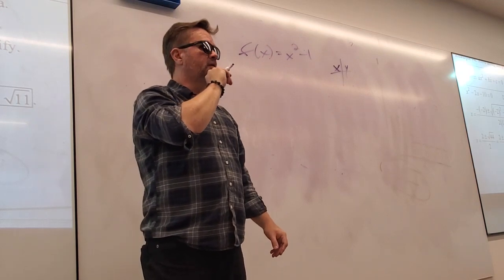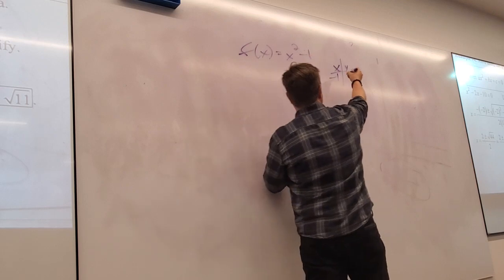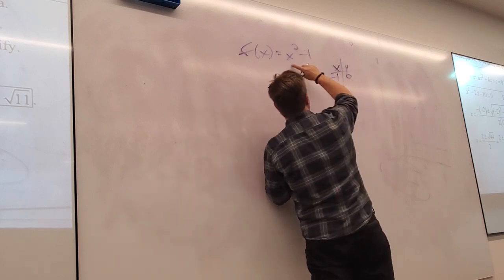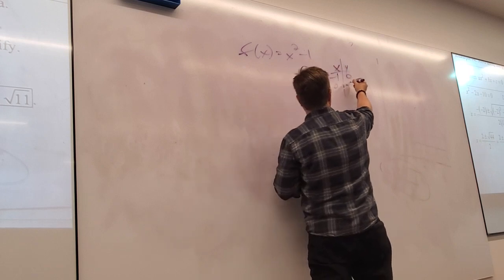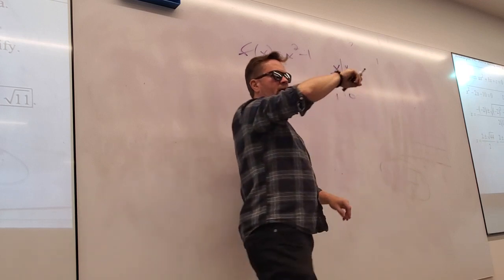You guys with me? So for example, what do I get when I put in a negative 1? 0. Yeah. Negative 1 squared is 1, minus 1 is 0. What do I get when I put a 0 in? Negative 1. What do I get when I put a 1 in? 0. So there's that turning idea, right?